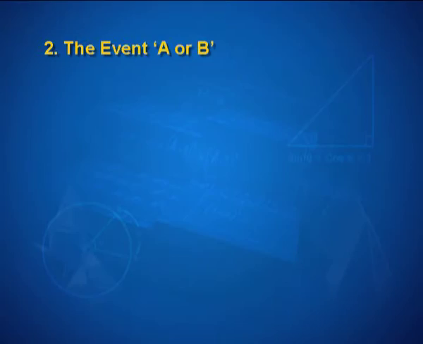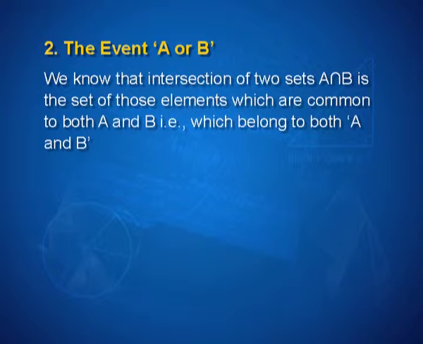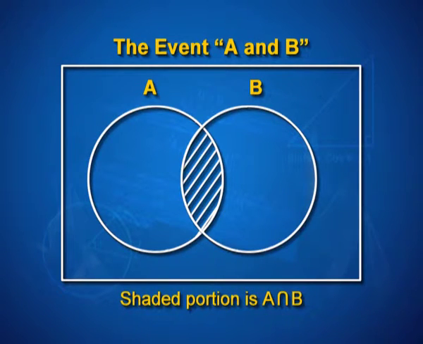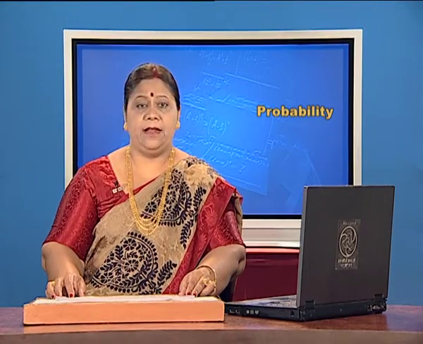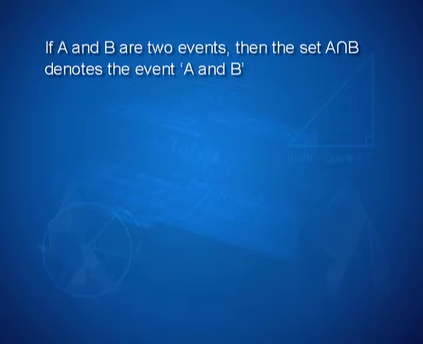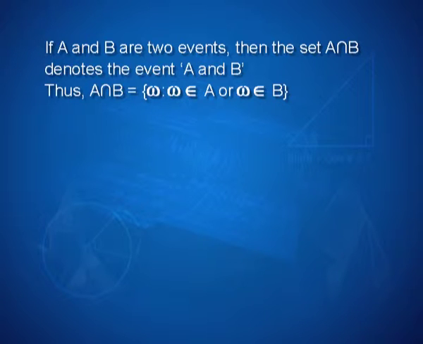Now, the event A and B. We know that intersection of two sets, A intersection B, is the set of those elements which are common to both A and B, that is, which belong to both A and B. Here we can see the event A and B. The shaded portion is representing A intersection B. If A and B are two events, then set A intersection B denotes the event A and B. Thus, A intersection B is equal to omega such that omega belongs to A and omega belongs to B.